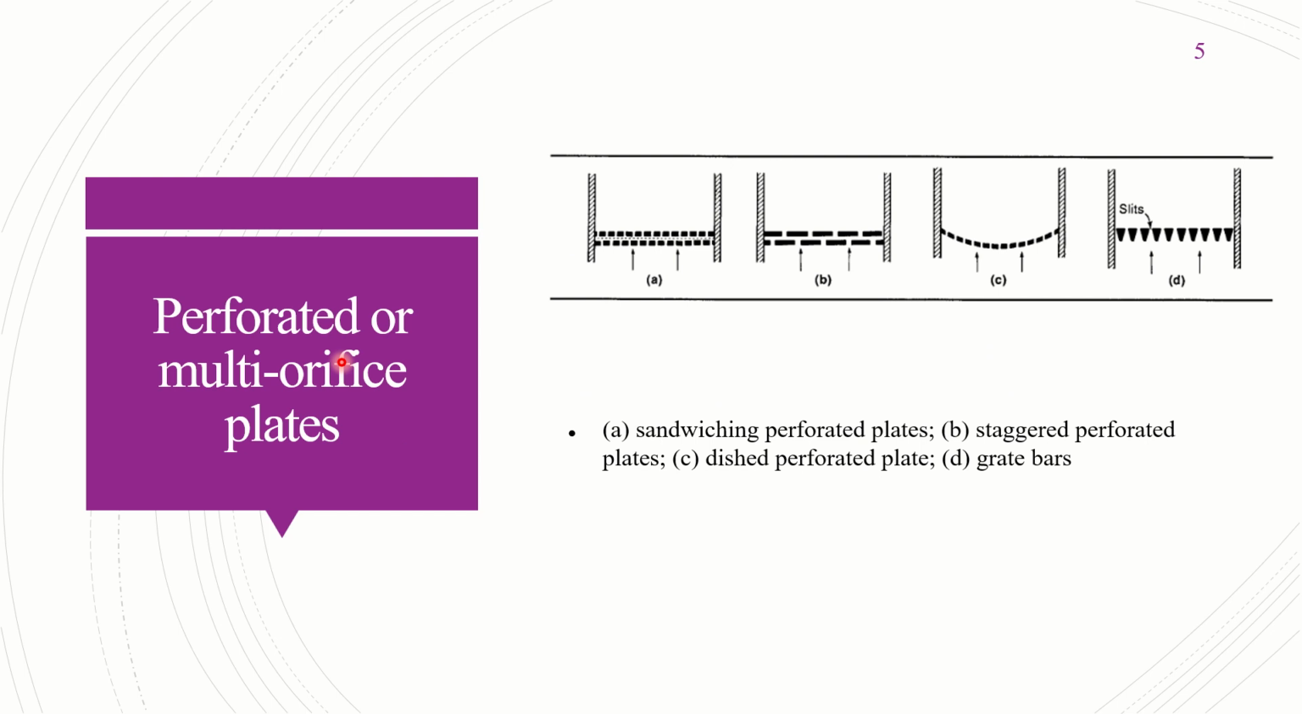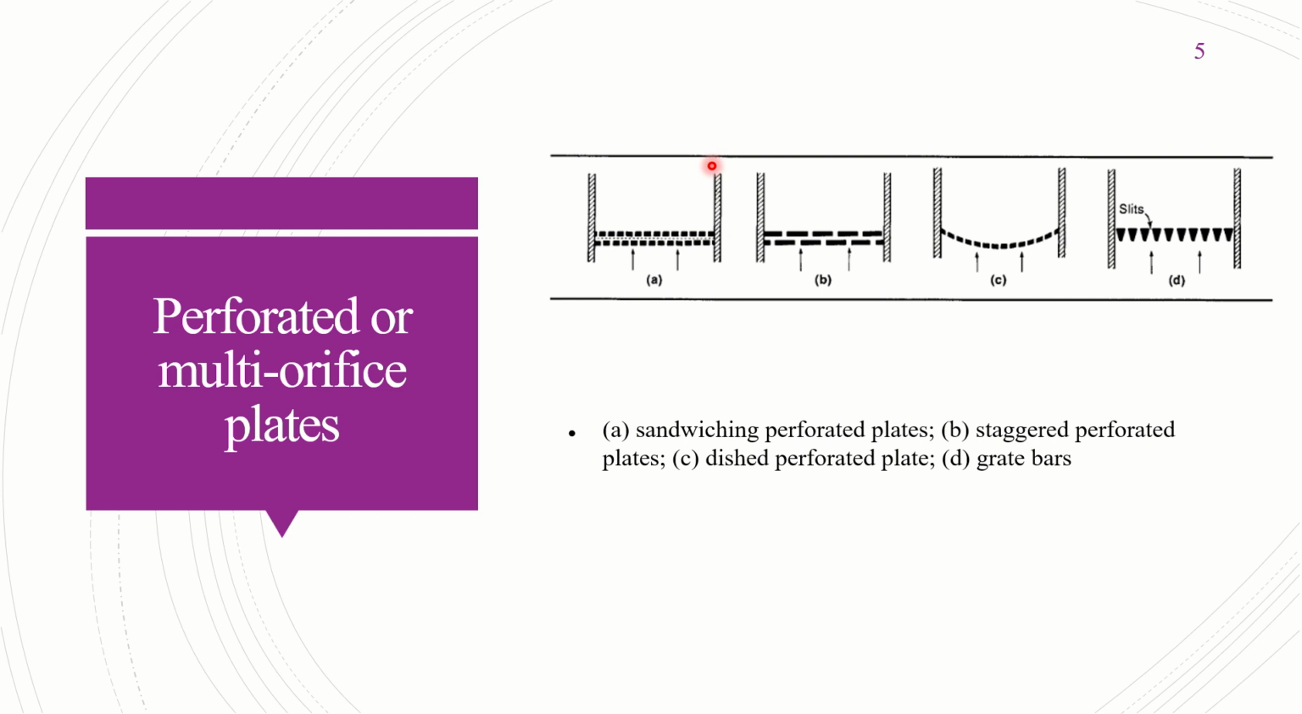So there are various gas distribution systems. Just to give you an outline or overview before starting the problems, so that it would be helpful for you. The first one is perforated or multi-orifice plates. In perforated plates, as you can see in this image, you can see different types of distribution system. We have perforations in the gas distribution system, through which the gas can pass.